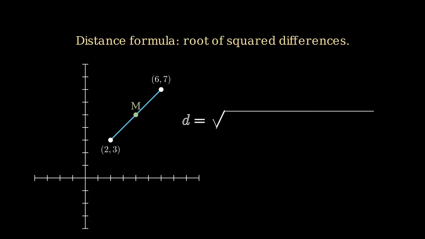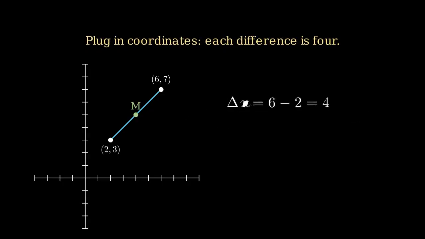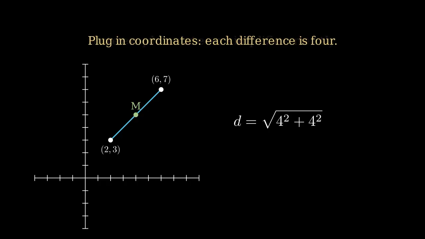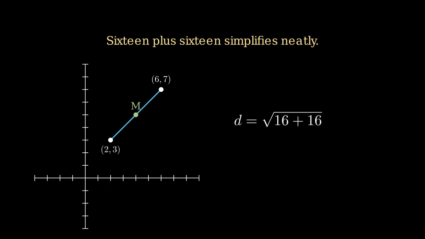Next, the distance between the 2 points. The distance formula is the square root of the x difference squared plus the y difference squared. Plug in the coordinates. The x difference is 6 minus 2, which is 4. The y difference is 7 minus 3, which is also 4. So we get the square root of 4 squared plus 4 squared. 4 squared plus 4 squared is 16 plus 16, which is 32. So the distance is the square root of 32, which simplifies to 4 times the square root of 2.